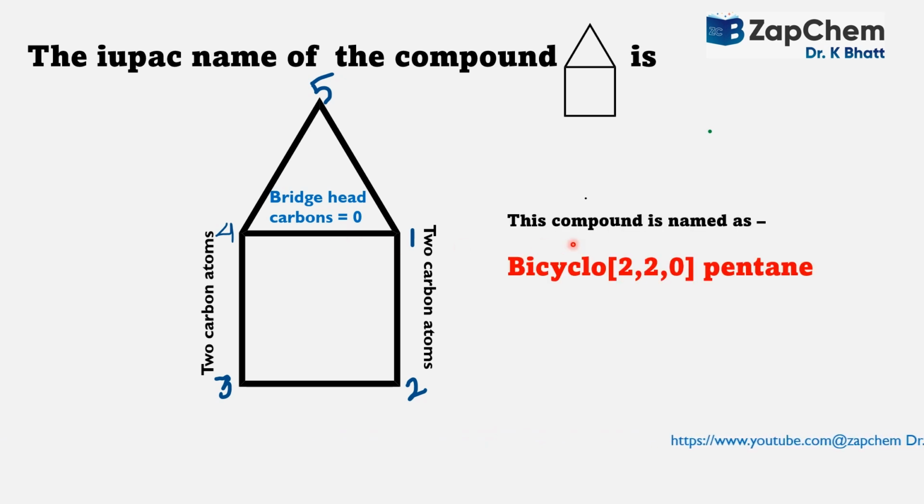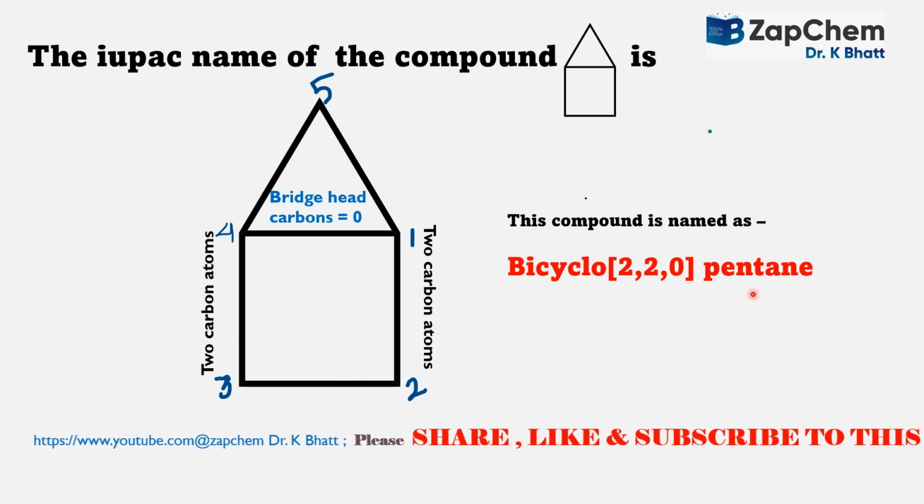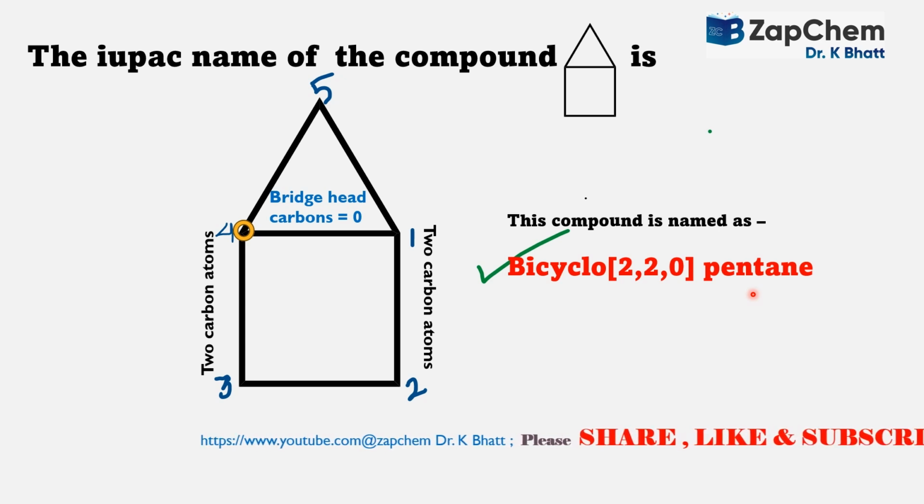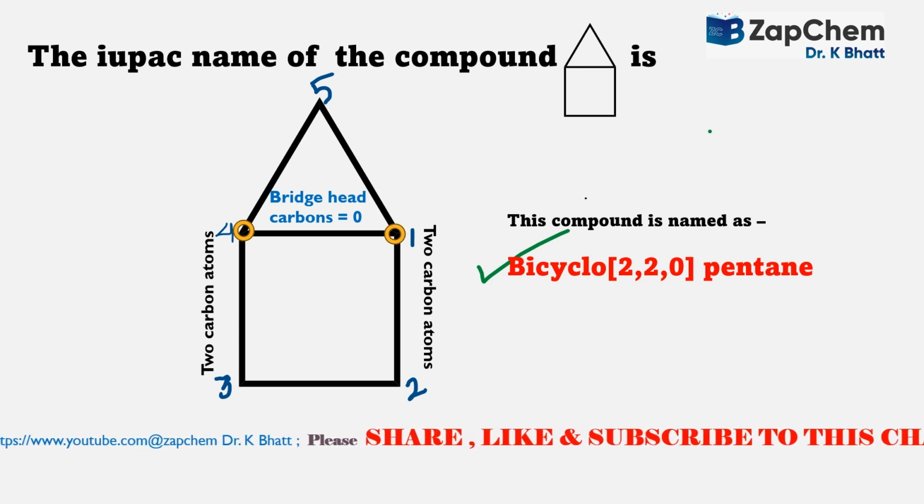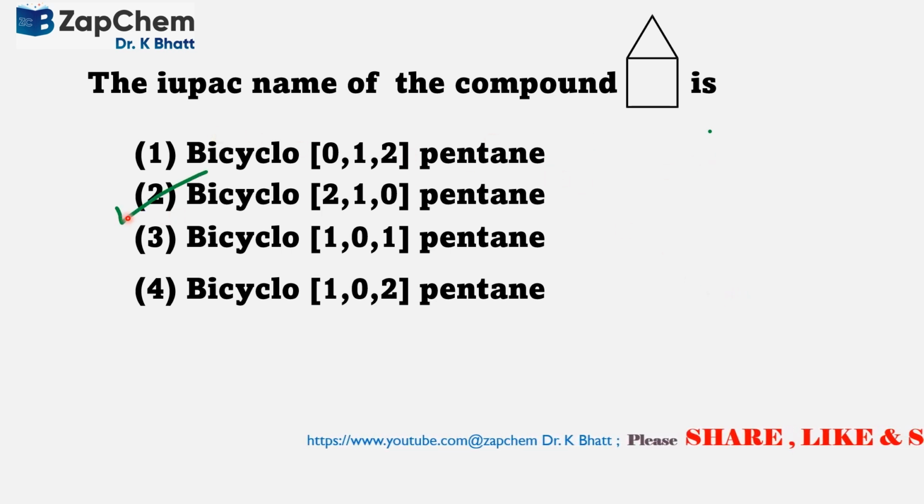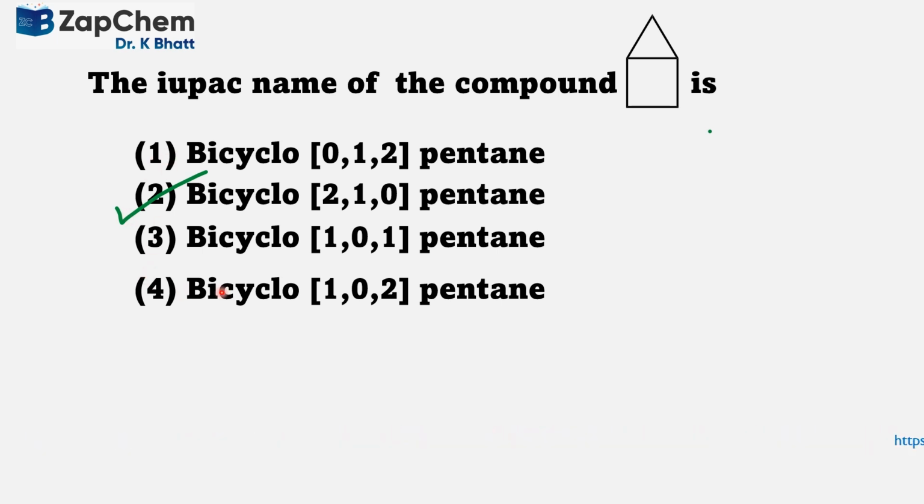Therefore, we can say the compound is named bicyclo 2,2,0 pentane. That is how we name it. And coming back to the question again, we find that this is the correct answer. The question is the IUPAC name of the compound, and option 2 is the correct answer. Of course, the other options are not applicable over here and they are wrong.